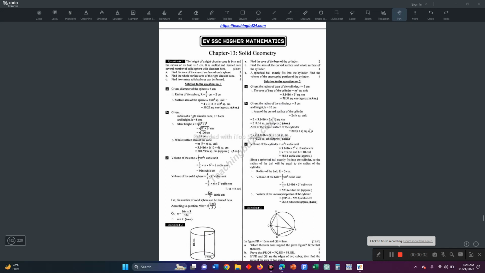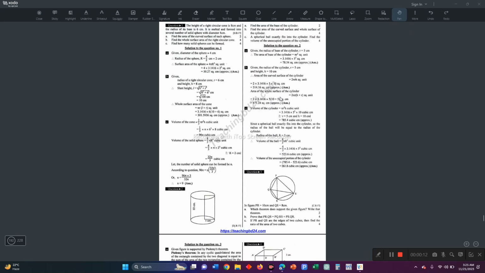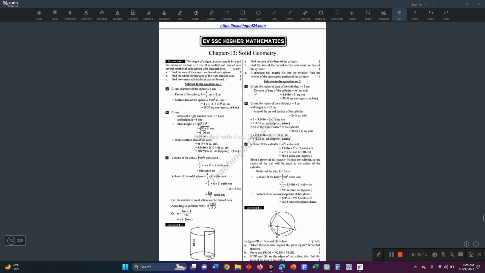Okay, today I'm going to cover solid geometry, chapter 13, which is a very important chapter for secondary higher math. There are many CQs, creative questions here, and I'm going to cover those important topics that come regularly in the exam, and it will help.